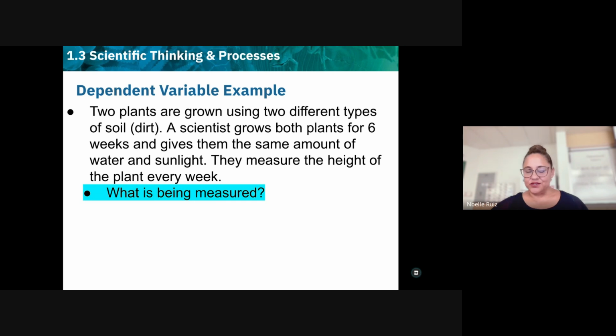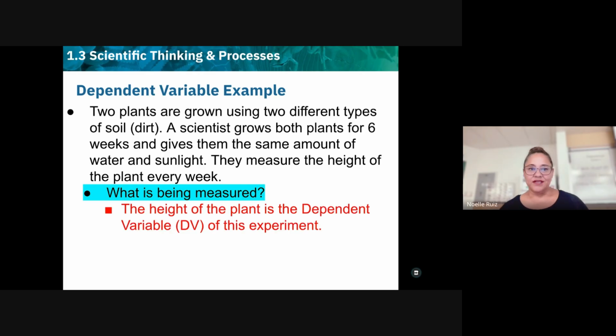All right. If you didn't get to do the poll, no big deal. You'll get to do the next one. Ready for it? Yes, Fatima, thank you. The height of the plant. Very good. So the height of the plant, that is what's being measured. So we call that the dependent variable of this experiment.